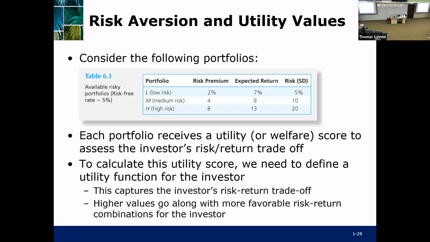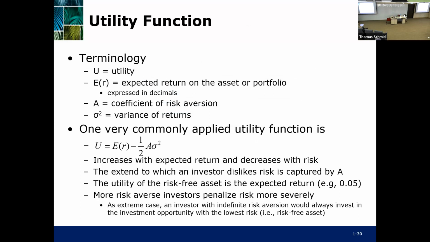So in other words, we will define a function, and this function will assign to every risk-return combination an investor-specific utility value. Okay? So one very commonly applied utility function is this. The utility equals the expected return minus half times A, where A is the coefficient of risk aversion, times risk measured by variance. Okay?